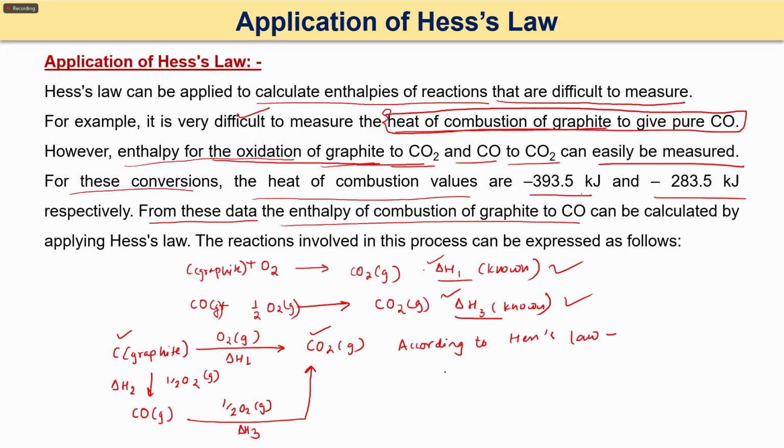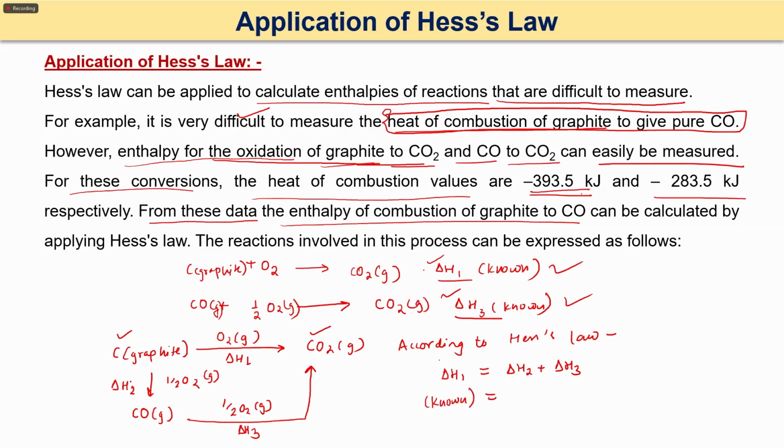According to Hess's law, delta H1 will be equal to delta H2 plus delta H3, because for this process the enthalpy change will be delta H2 plus delta H3, and this will be equal to the enthalpy change in the single step, that is delta H1. We know delta H1: C plus O2 giving CO2, the oxidation of graphite to CO2, is given as minus 393.5 kilojoule. So we already know the value of delta H1.